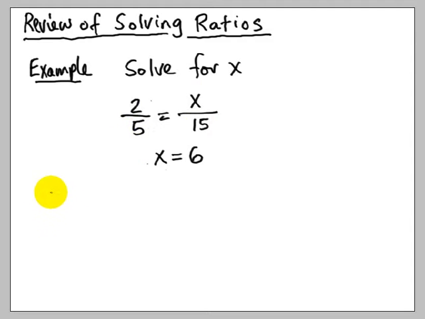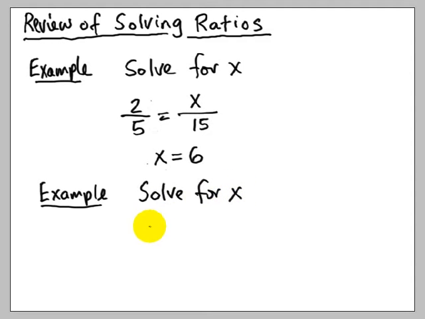And let's try another example just to make it a little bit more clear. How about something like this? Let's solve for x in this one. 5 over 3 equals 8 over x.